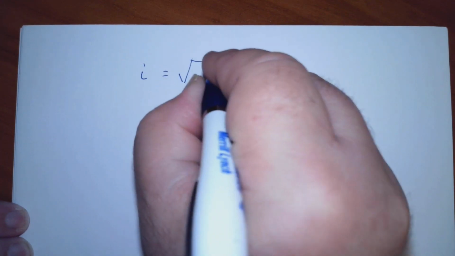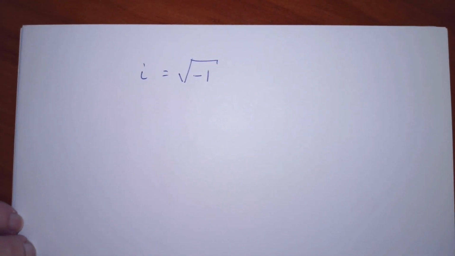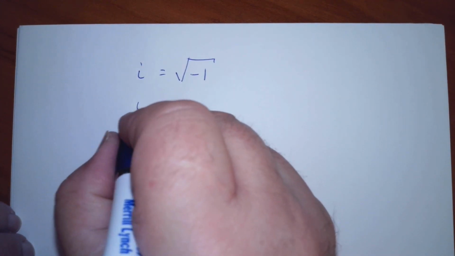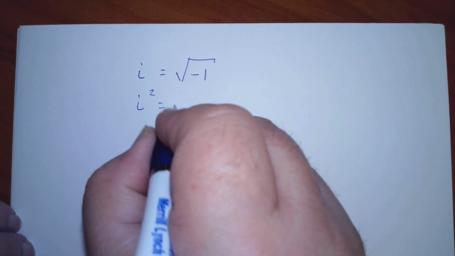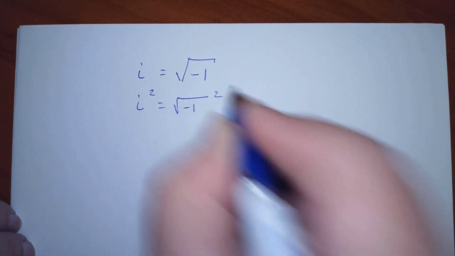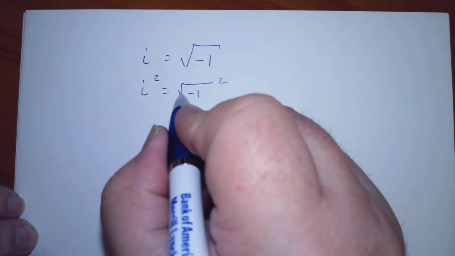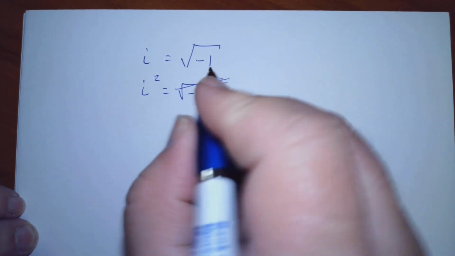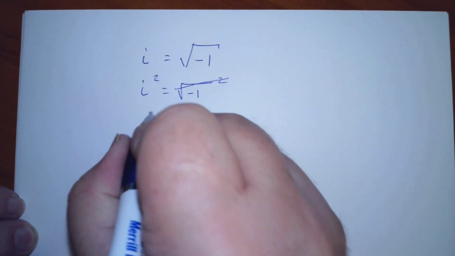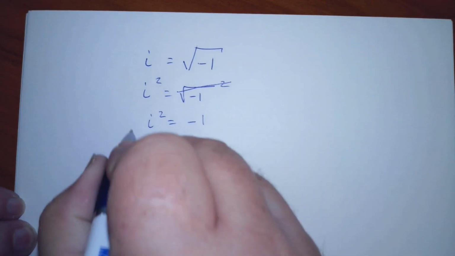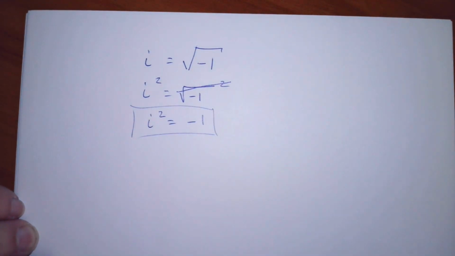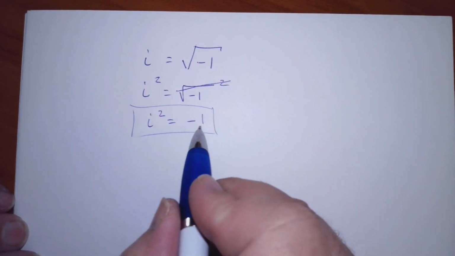Let's see what happens. What is i squared? We know that i is the square root of negative 1. So if I square both sides, the square root and the square cancel, so i squared becomes -1. So whenever we have an i squared, we just replace it with a -1.